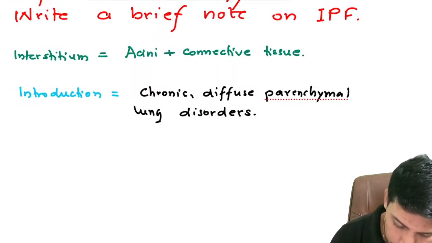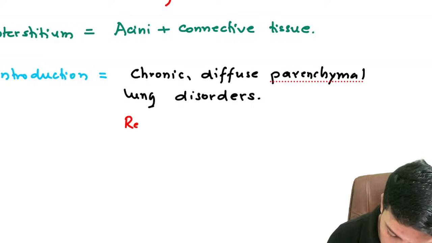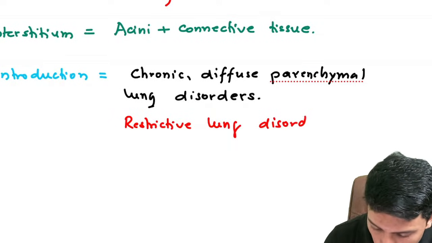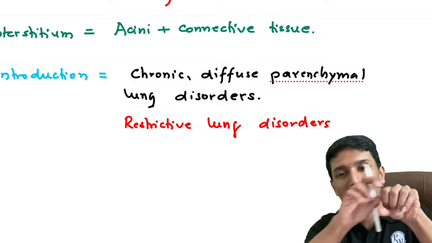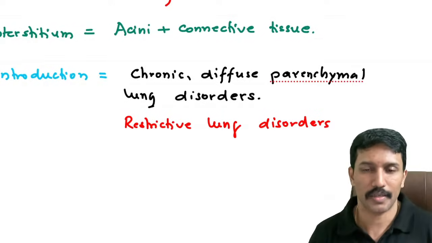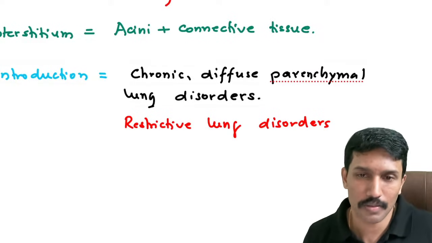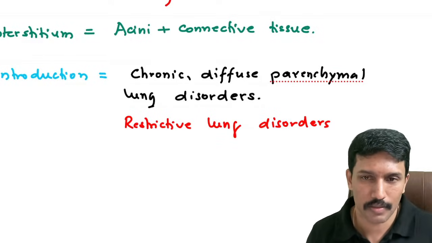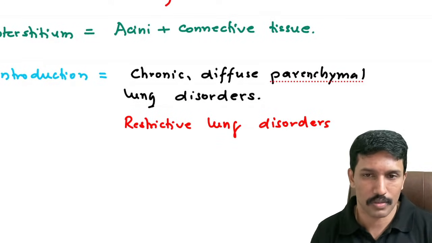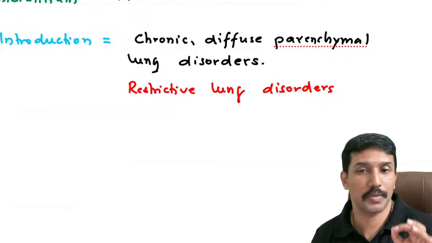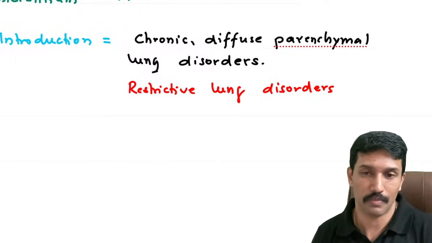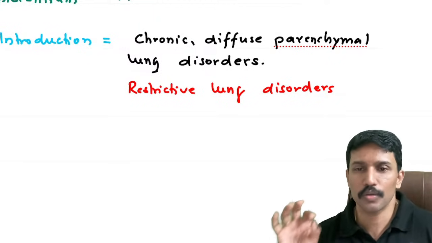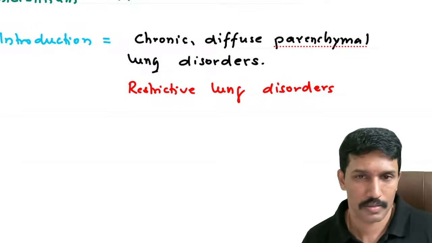And ILDs come under, these are restrictive lung disorders. Asthma and COPD were obstructive. So there was obstruction for the airflow. Here, nothing is obstructing, but there is a restriction to the expansion of the lung because the connective tissue or acini are damaged and they are not expanding well. So we will have restrictive lung disorders. So the restrictive lung disorders are characterized by FEV1 by FVC ratio of more than 0.7. In case of the obstructive, it was less than 0.7. So always remember, if it is restrictive disorder, FEV1 by FVC ratio will be more than 0.7.